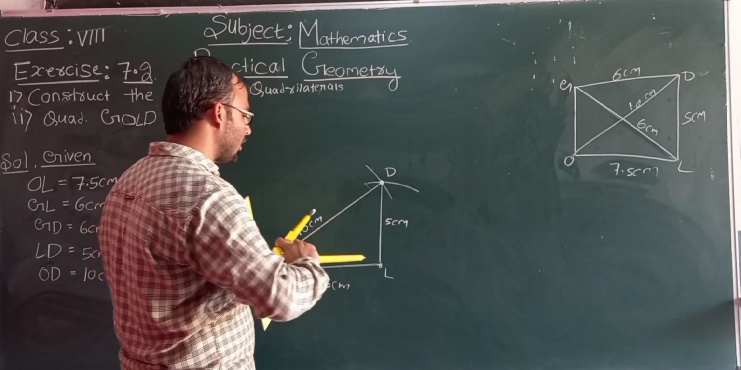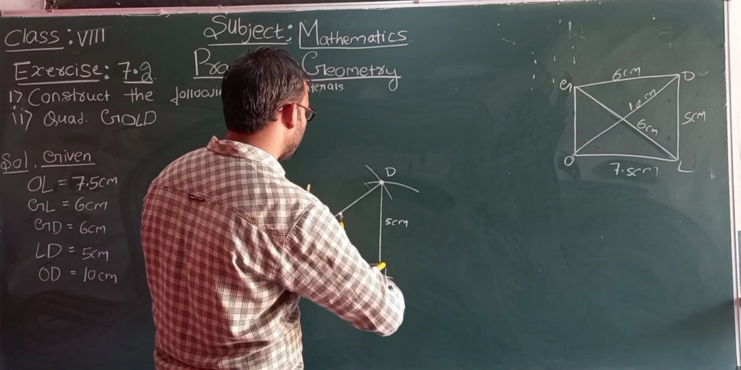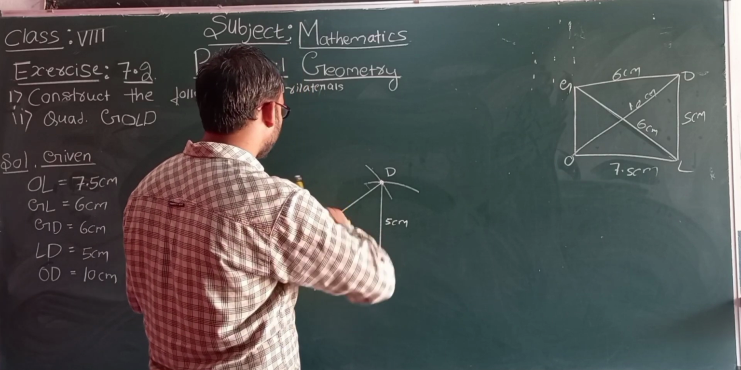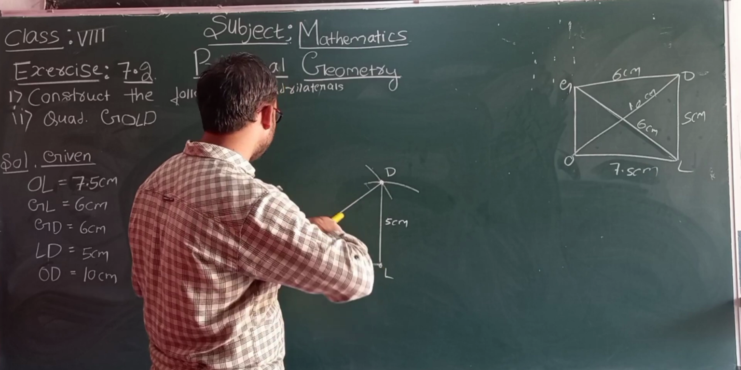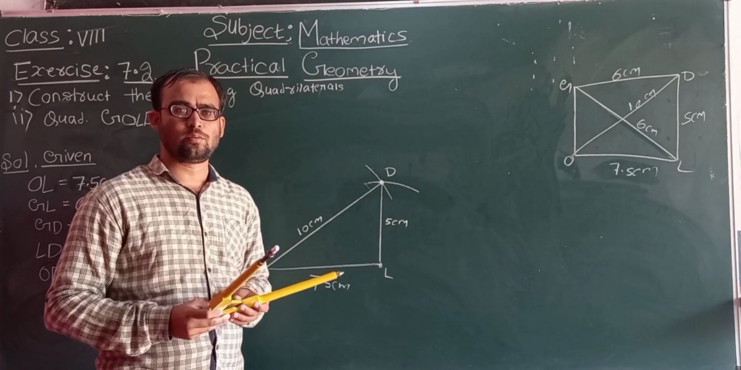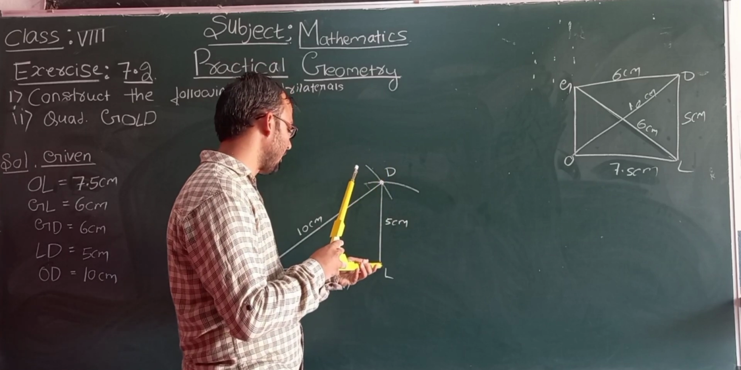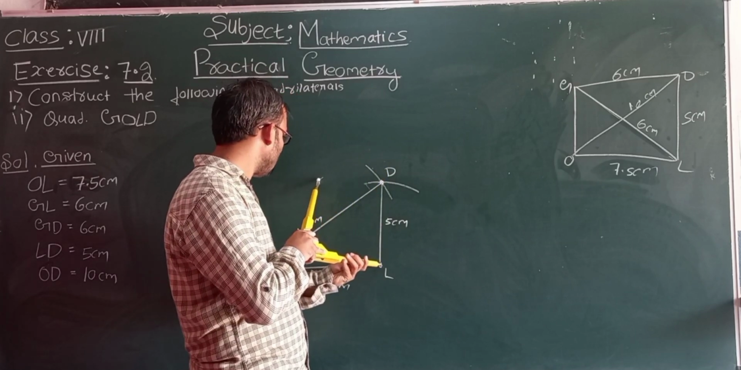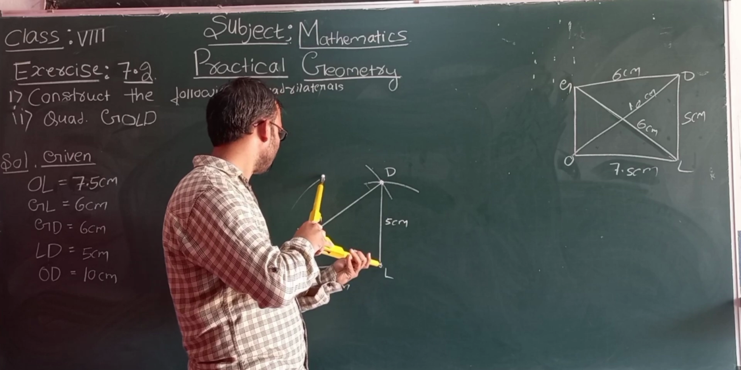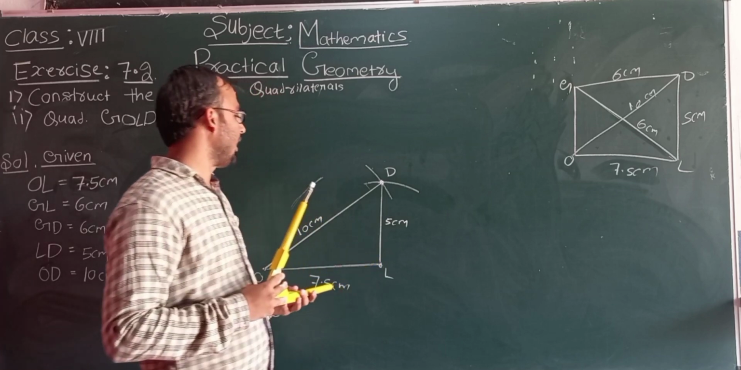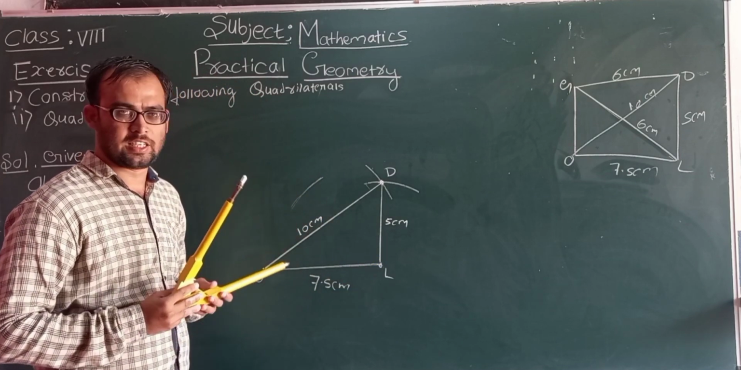Next, with L as center, draw the arc. Students, assume that I have set the compass to 6 centimeter. Now with L as center, mark the arc at 6 centimeter.